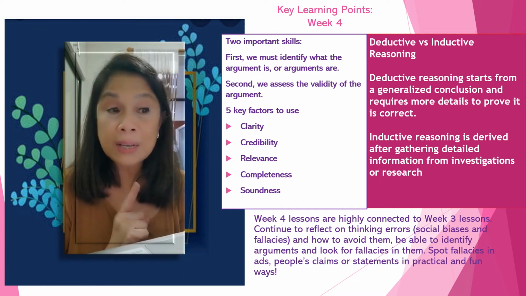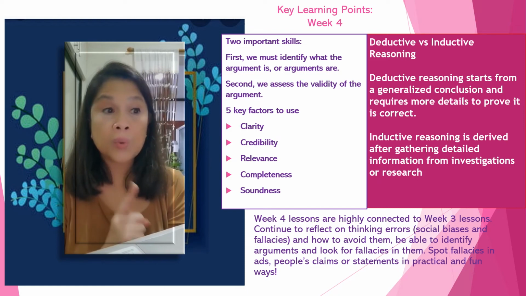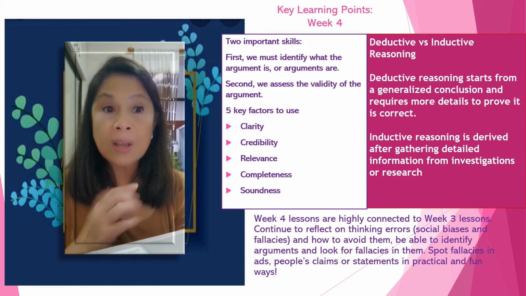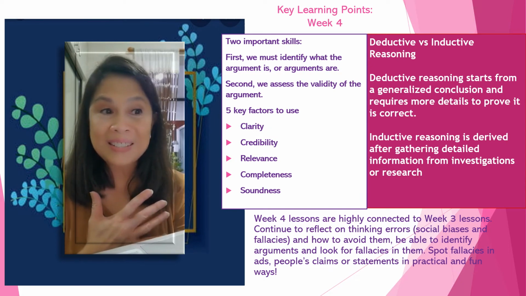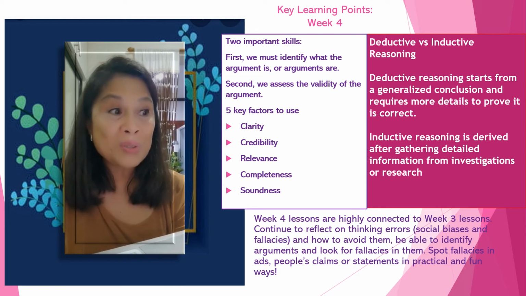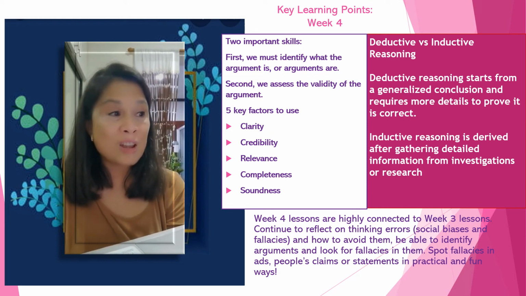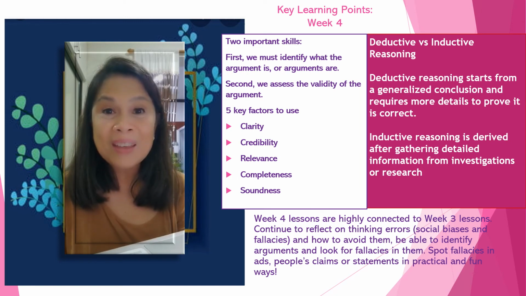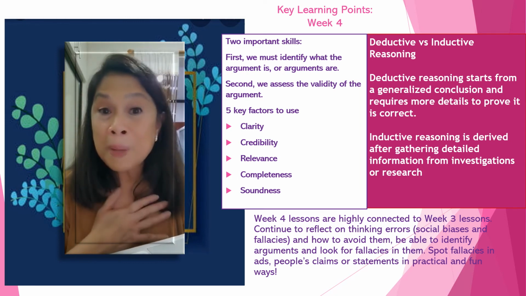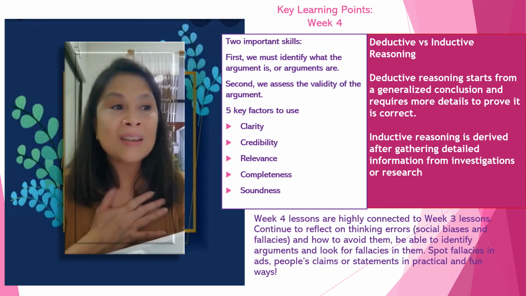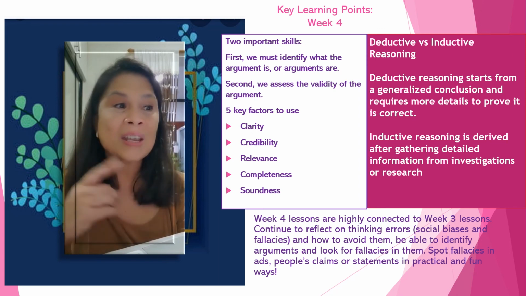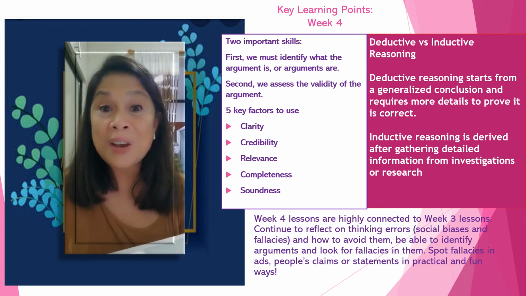Week 4 lessons, class, are highly connected to our week 3 lessons. Continue to reflect on thinking errors, social biases, and fallacies, and how to avoid them. Be able also to identify arguments and look for fallacies in them. Spot fallacies in a fun way in advertising, in people's claims or statements. So learn further, reflect and learn in practical and fun ways.